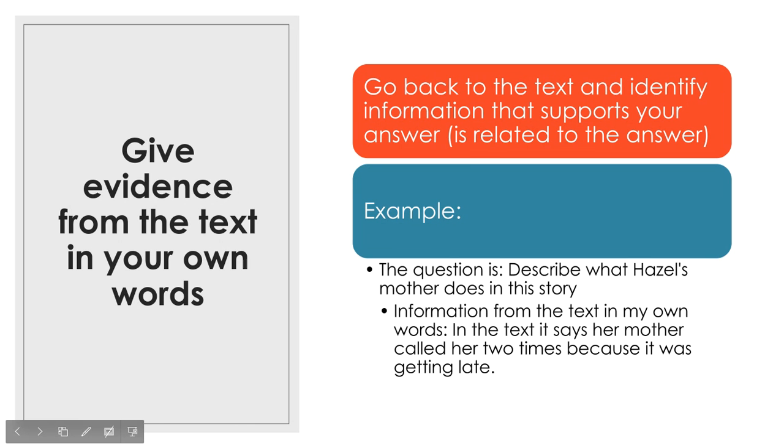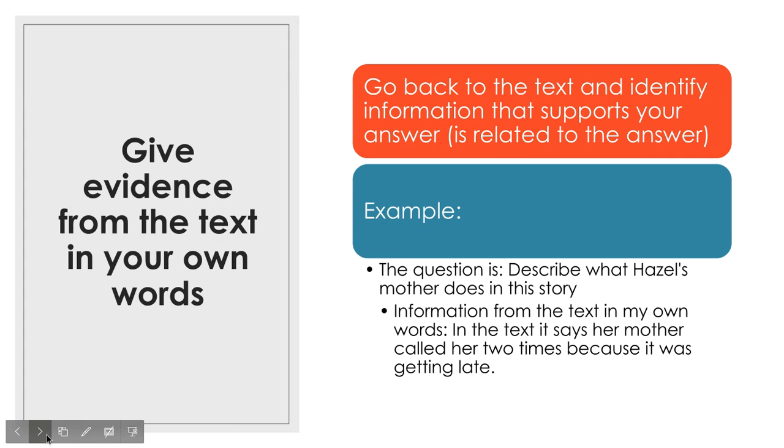And step number 3, we give evidence from the text in our own words. So we have to go back to the text and identify or find information that supports our answer. It has to be related to the answer. So here's the example. Again, the same question. Describe what Hazel's mother does in this story. Information from the text in my own words. Here it is. In the text, it says her mother called her 2 times because it was getting late.